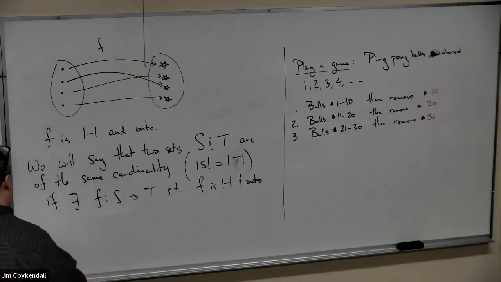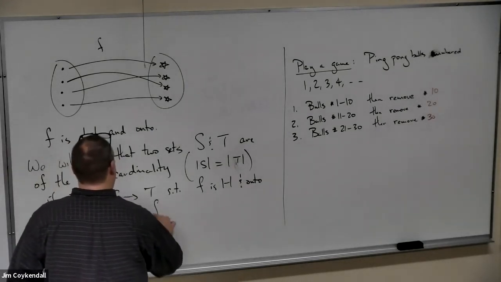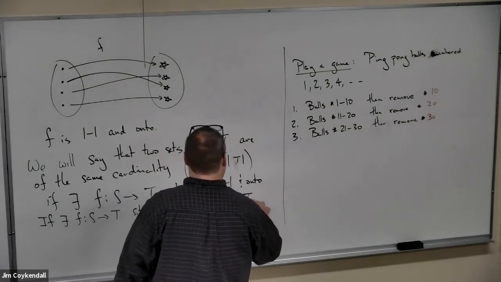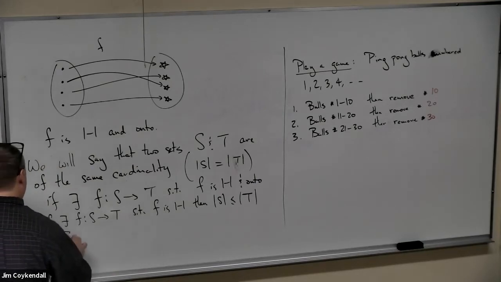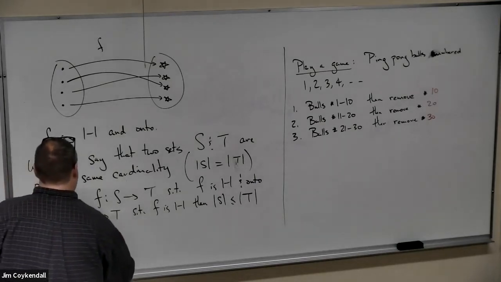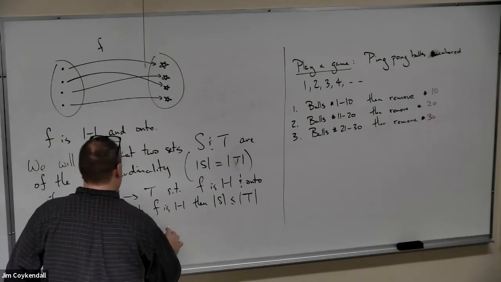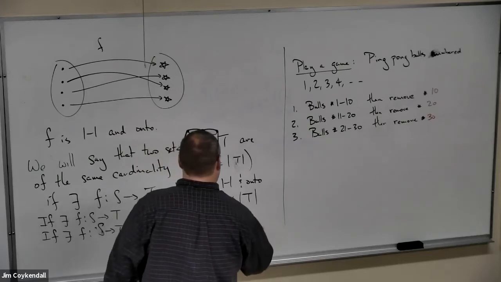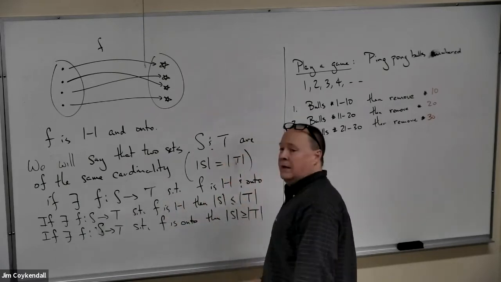But basically what it means is it functions just like equals does. Let me be a little bit more specific. If there exists f from S to T such that f is 1-to-1, then the cardinality of S is less than or equal to the cardinality of T. And if there exists f from S to T such that f is onto, then the cardinality of S is greater than or equal to the cardinality of T. And if it's 1-to-1 and onto, you get equality.